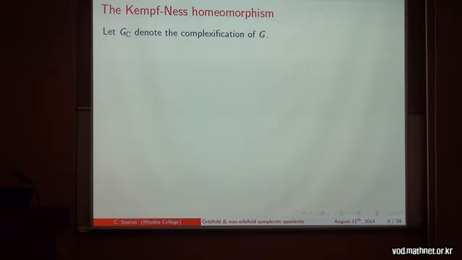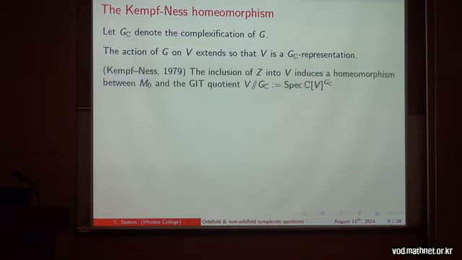Since these are unitary representations, we can complexify the group, and that extends to a representation of the complexified group on the same representation space. And by the Kempf-Ness theorem, the inclusion of the zero fiber of the moment map into the representation induces a homeomorphism between the symplectic quotient and the GIT quotient of the resulting representation, right? So in other words, in the language of the Kempf-Ness homeomorphism, this would be said that the zero fiber of the moment map is a Kempf-Ness set.